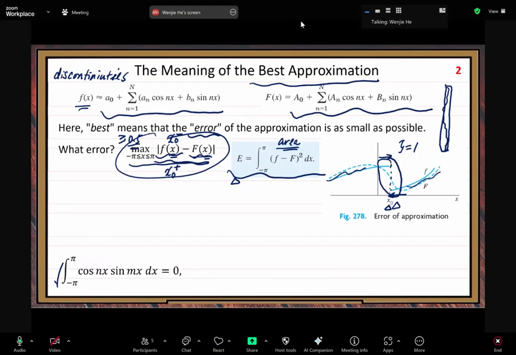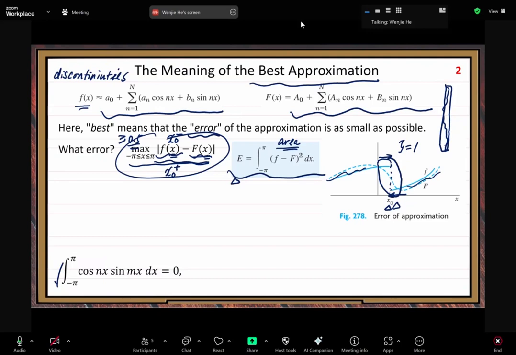So if you want to control the error to be smaller and smaller, we shrink the rectangle and make the area close to 0. Then we can get a good approximation with any precision you want. So it's a much better definition. That's the first and most important reason we choose a different error definition. But there is another one, also very important.